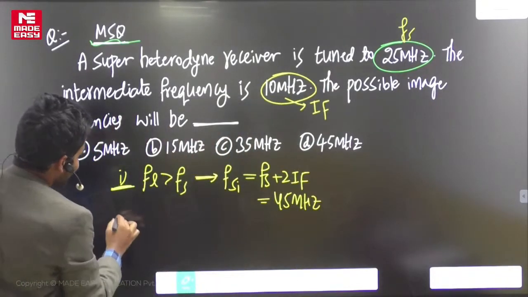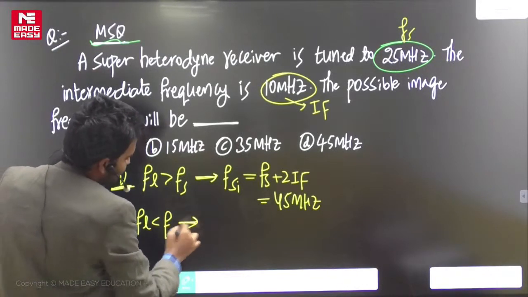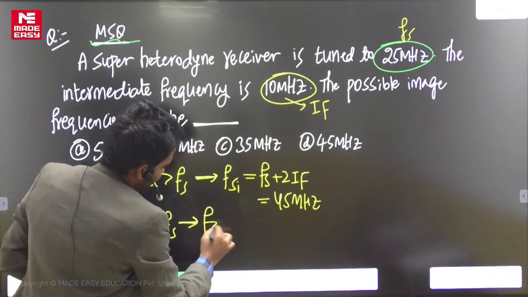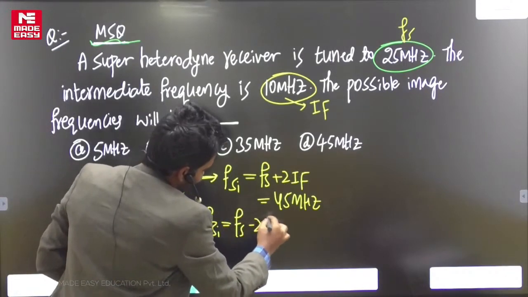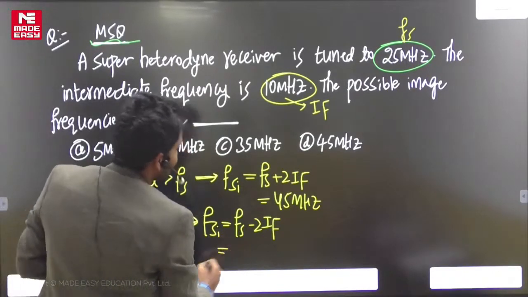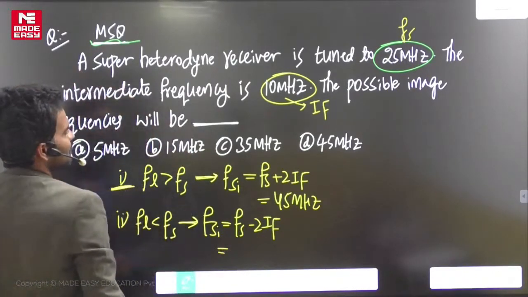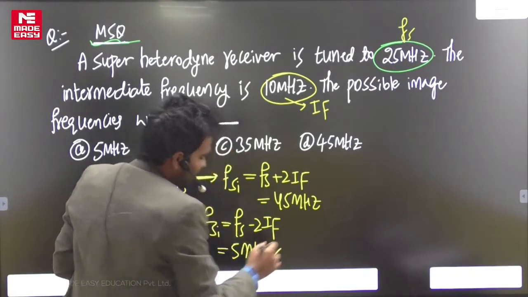Okay, and another possibility is FL less than Fs. Then the image frequency equals Fs minus 2IF. So Fs minus 2IF will be equal to 25 minus 20. This will be 5 megahertz.